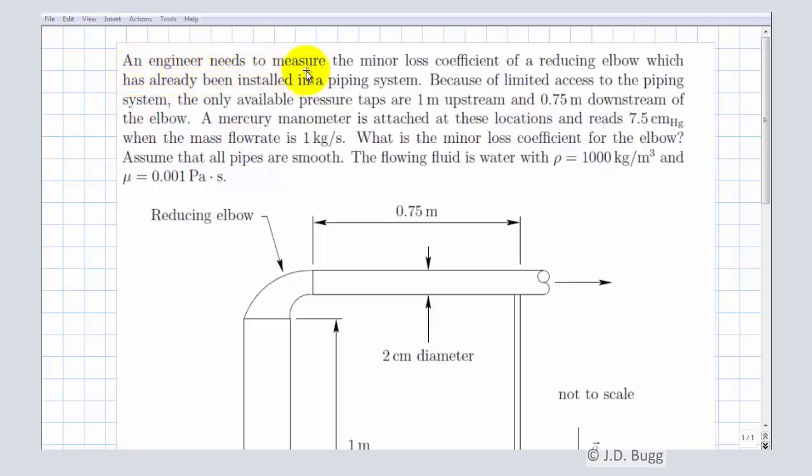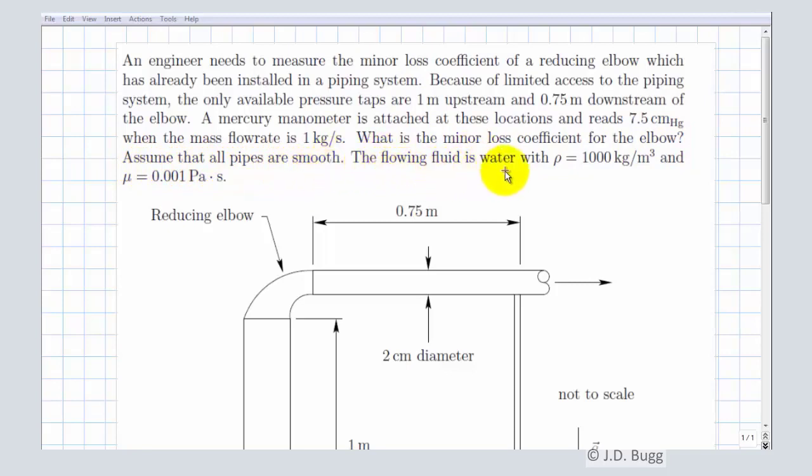An engineer needs to measure the minor loss coefficient of a reducing elbow which has already been installed in a piping system. Because of limited access to the piping system, the only available pressure taps are 1 meter upstream and 0.75 meters downstream of the elbow. A mercury manometer is attached at these locations and reads 7.5 centimeters of mercury when the mass flow rate is 1 kilogram per second. What is the minor loss coefficient for the elbow? Assume that all pipes are smooth.